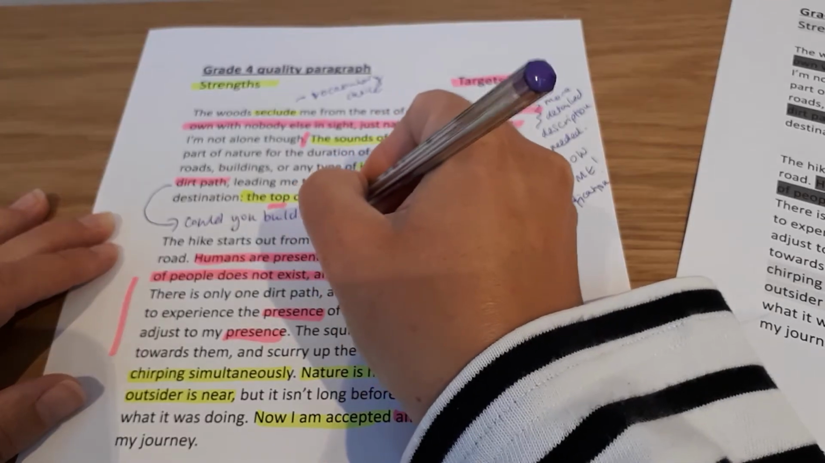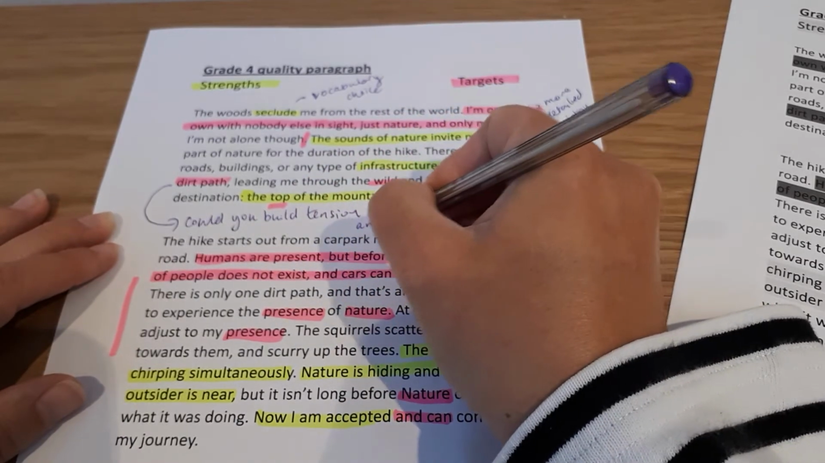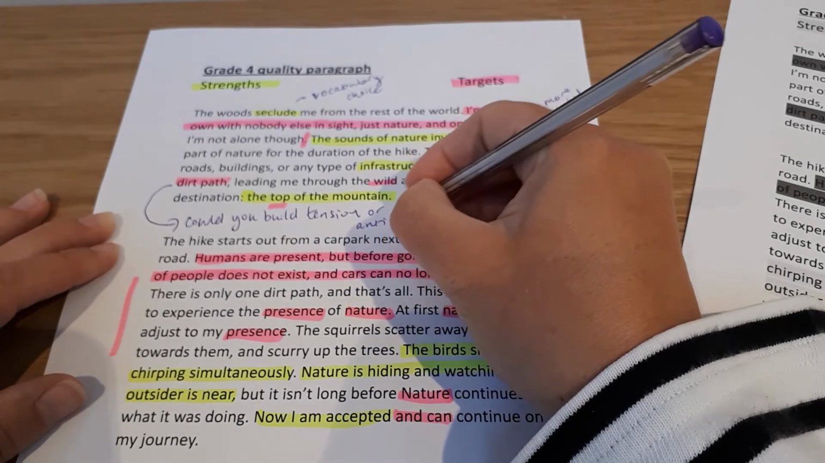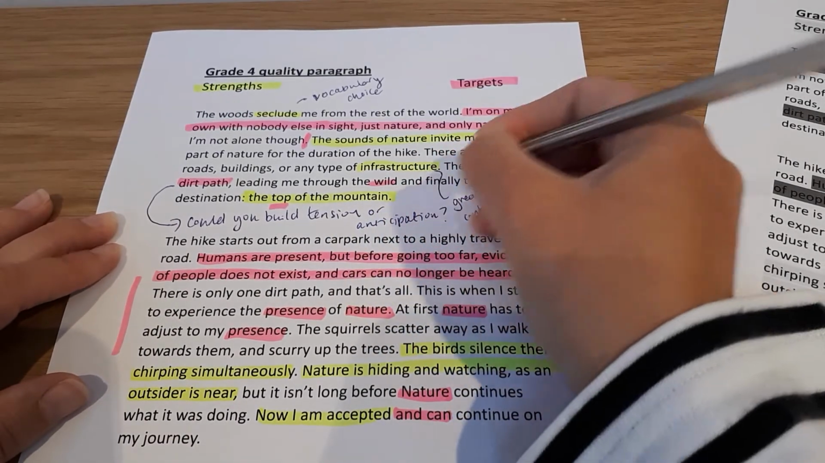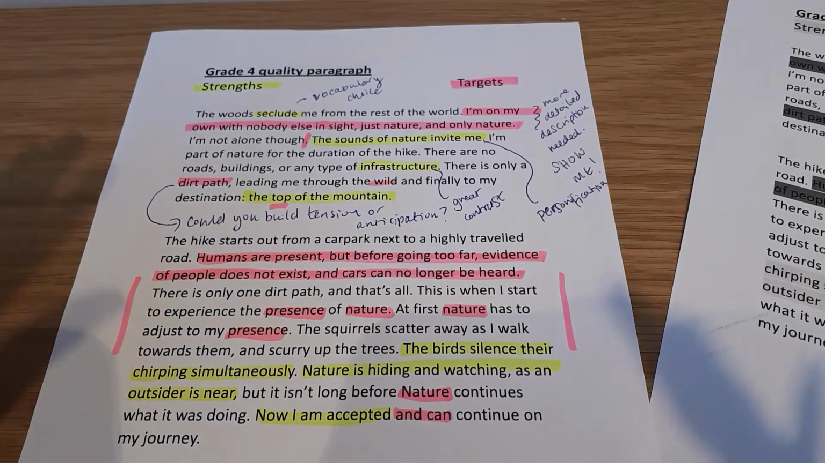So could you build tension or anticipation here? Because by perhaps adding a little more detail here, we could really create a tone. So this dirt path, is it framed by stinging nettles and thorns? Is it obscured and lost in places? Is it overgrown? Is it well trodden, this dirt path? Even though it is dirt, is it well trodden? Have many people been here before?